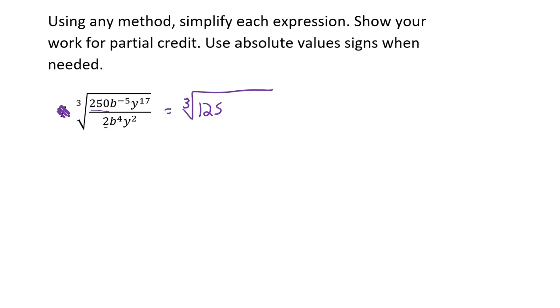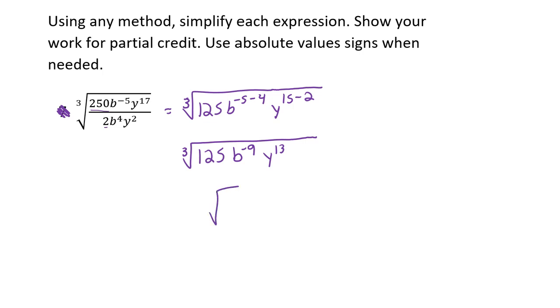When we are dividing, we're going to subtract the exponents. So we have b to the negative 5 minus 4, and we'll have y to the 15 minus 2. We're then going to get the cube root of 125, b to the negative 9, y to the 13. Since we have a negative exponent, I'm going to move it to the denominator to make it positive. So I'll have 125 y to the 13th over b to the positive 9.